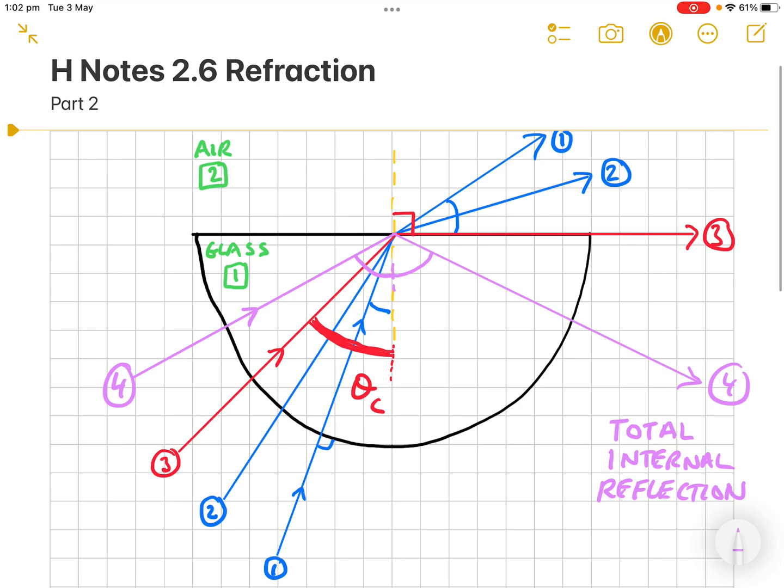And total internal reflection occurs when the angle of incidence in the denser medium is greater than the critical angle. So, angle of incidence greater than critical angle, and you get reflection just like at a mirror as shown.